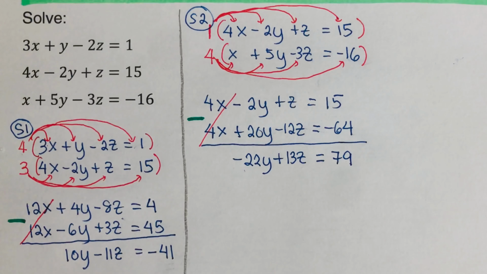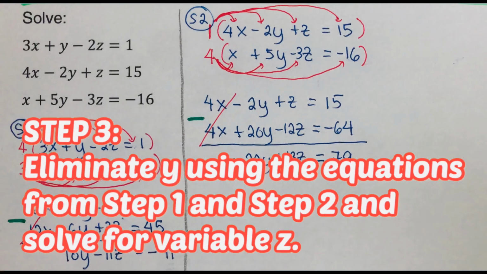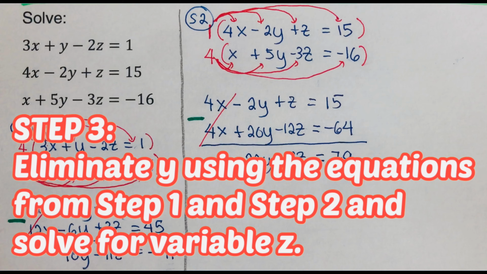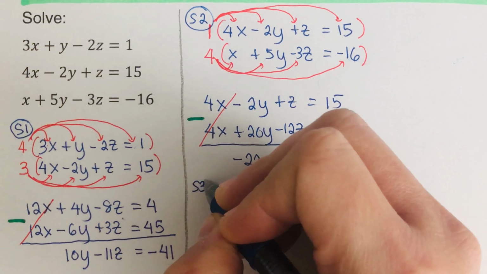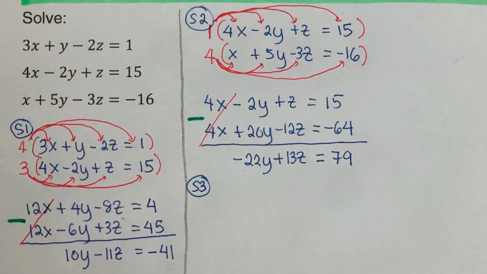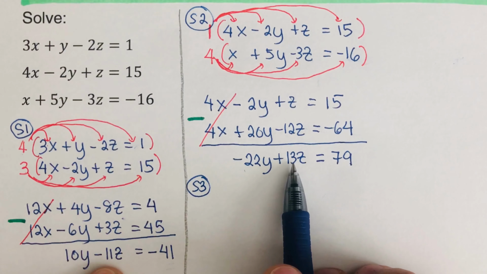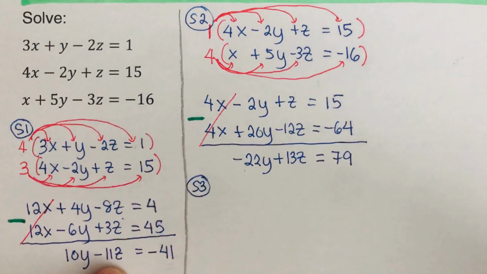After we're done with step 2, we're ready to move on to the third step. The third step is to eliminate y using the equations from the first step and the second step, and solve for z. So I'm going to label this as step 3 right here. Again, for step 3, we are going to use the equation from step 1 and the equation from step 2. I will write that up here.